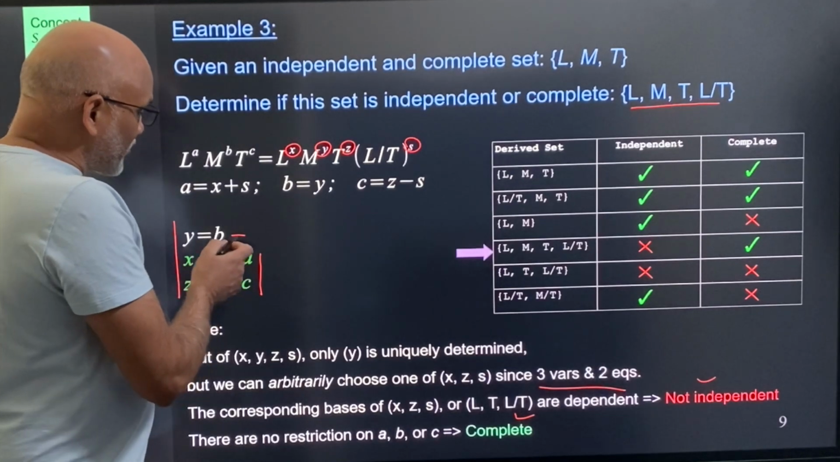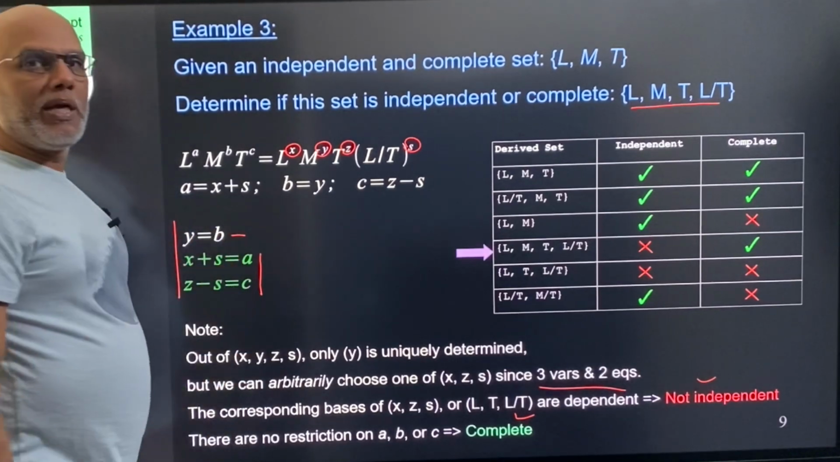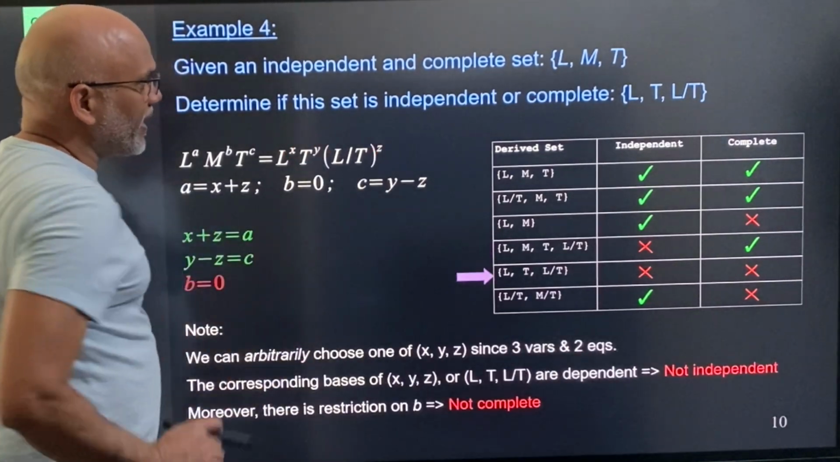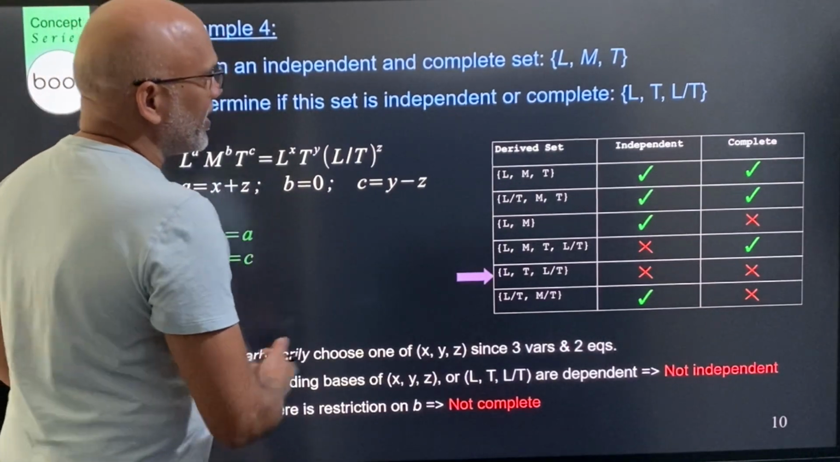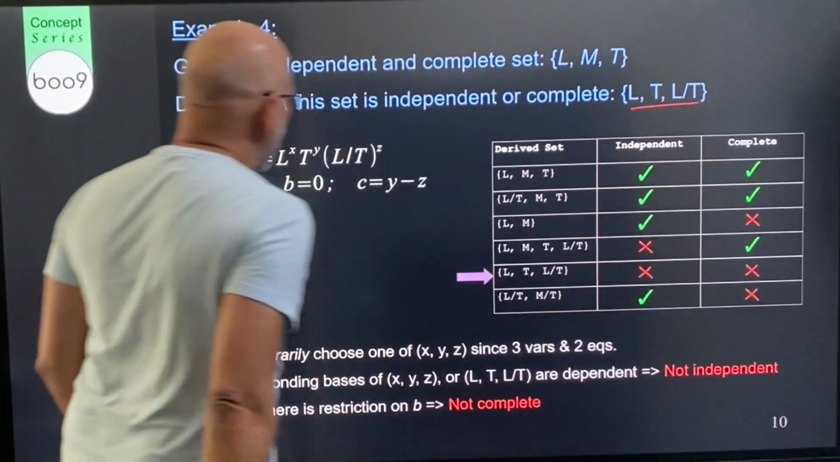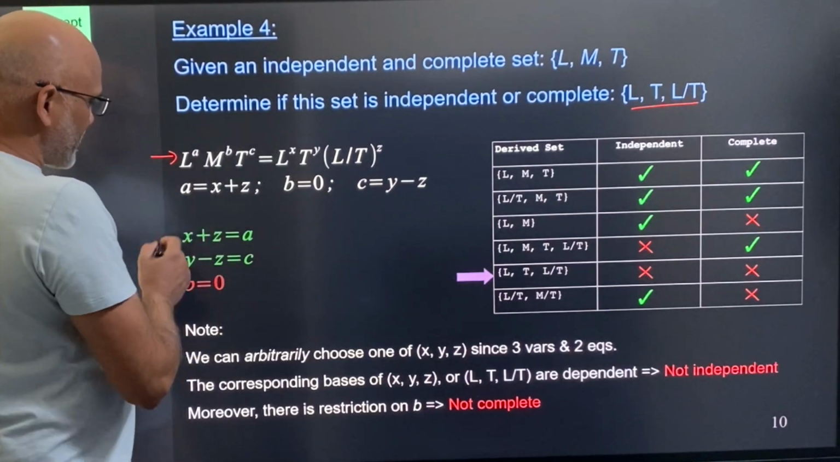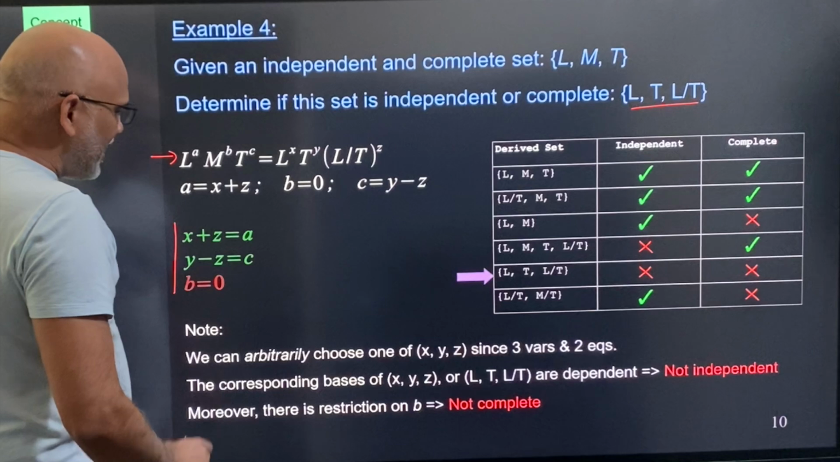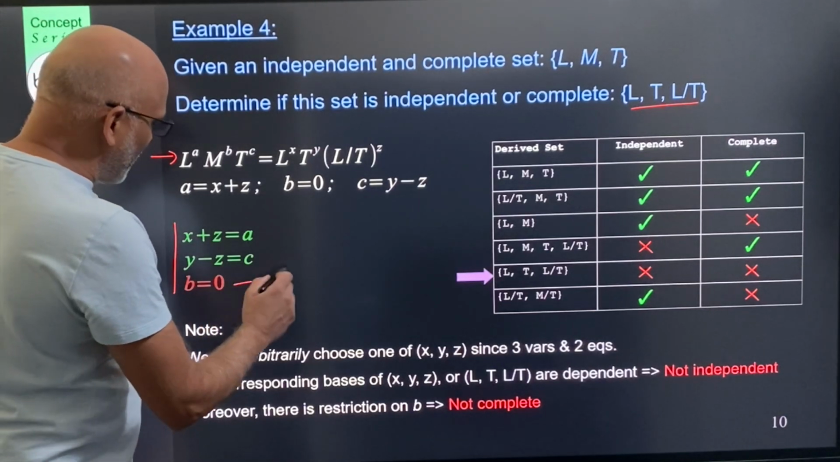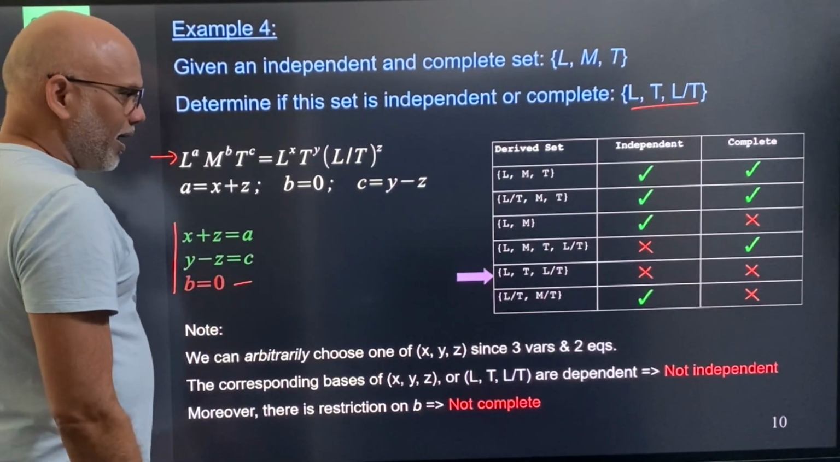But there are no restrictions on A, B, and C, so it is going to be complete. Okay, next example. Here I have this as the derived set, the same process, and then I come up with this equation that results in this. And as you can see, I have a restriction on B.